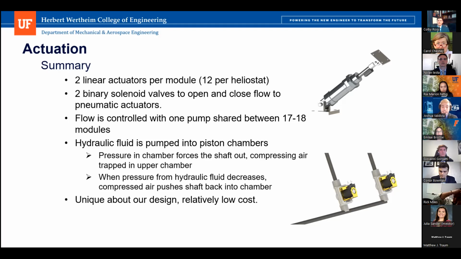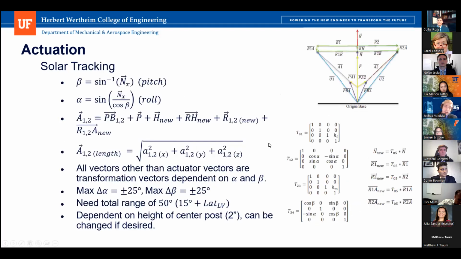Yeah, and then it is extremely low cost, with the pneumatic actuators being only $3 a piece, and the solenoids being less than 50 cents. And then the other thing, the main concern with this design would be kind of solar tracking.